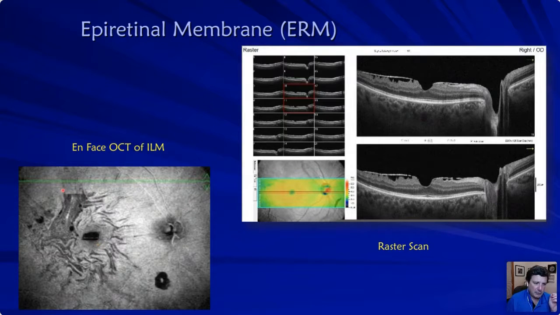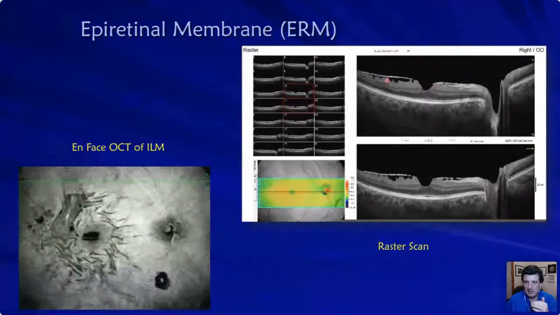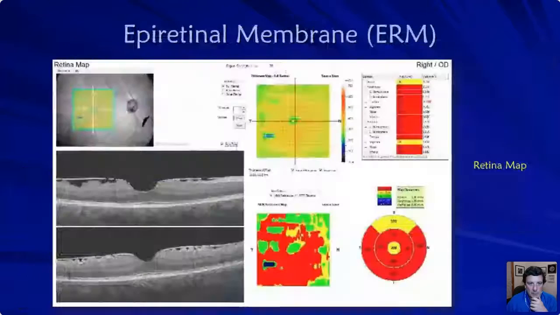And that's why we follow these patients and image them and just make sure that there's nothing bad that's happening over time. Here's a raster scan, and you can kind of see what's happening here. This patient would have very good acuity, even though you have this distorted macular appearance. This membrane's kind of contracting on itself. There's fluid in this area that's filled in this space. You can kind of see how this retina is being puckered up. But again, the acuity on this patient would be really, really good.